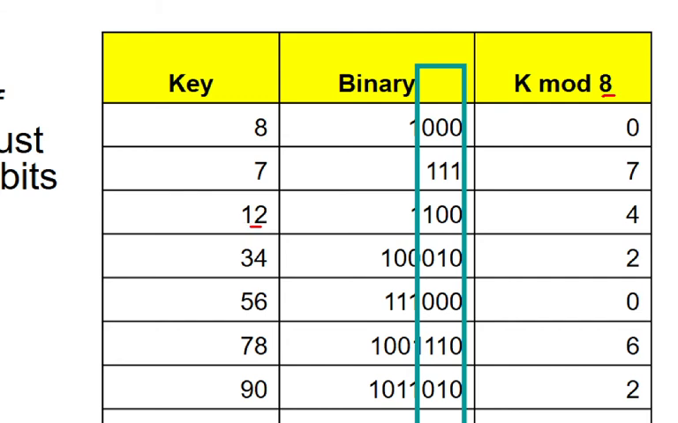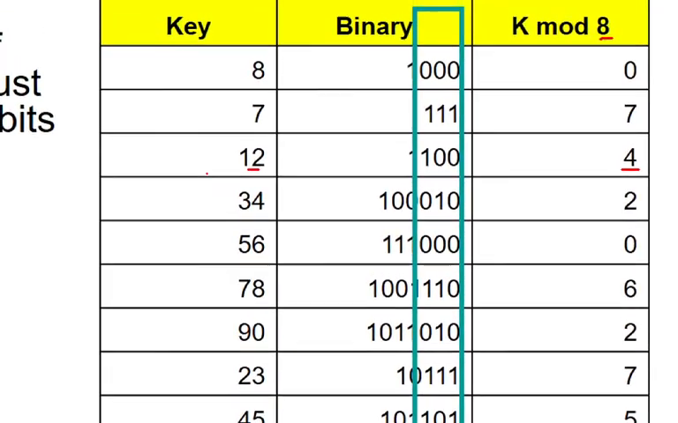I pass 12 to the hash function, it is giving me slot number 4, no problem, and so forth. But if you see a pattern here, the binary equivalent of 8 is 1000, the binary equivalent of 7 is 111, and so on. This table shows the binary equivalents.